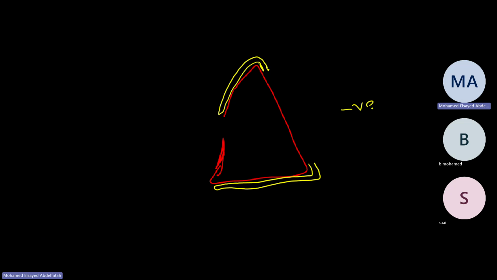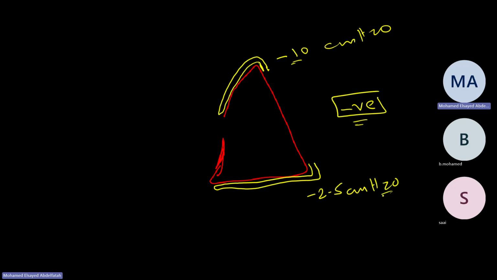And this negativity, we said, is not uniform. It is, at rest in normal conditions, minus 10 centimeter H2O at the apex of the lung and minus 2.5 centimeter H2O around the base of the lung. Okay? Why is the pressure more negative around the apex of the lung?